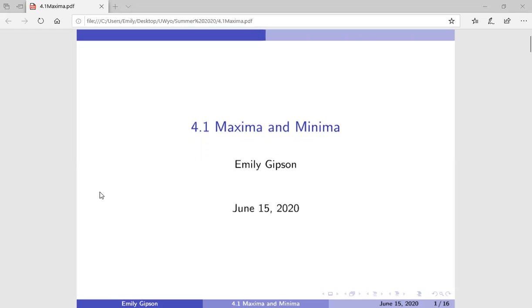All right, good afternoon, everybody. Today we're going to talk about section 4.1, maxima and minima. And that's a singular maximum value and a singular minimum value versus maxima, which is multiple maximum values, and minima, which is multiple minimum values.